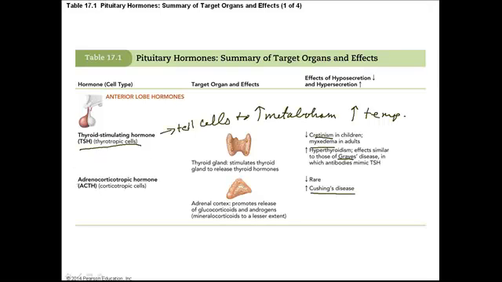So, the adrenals, adrenocorticotropic hormone, or ACTH, in the adrenal cortex promotes release of glucocorticoids and androgens.